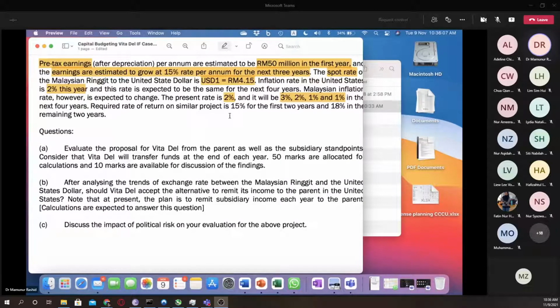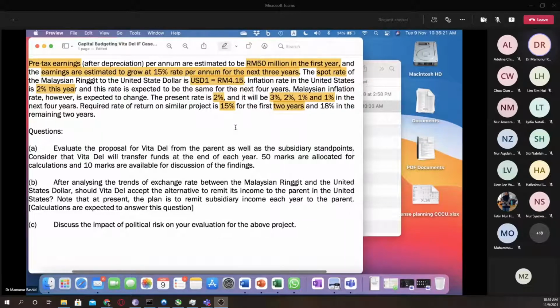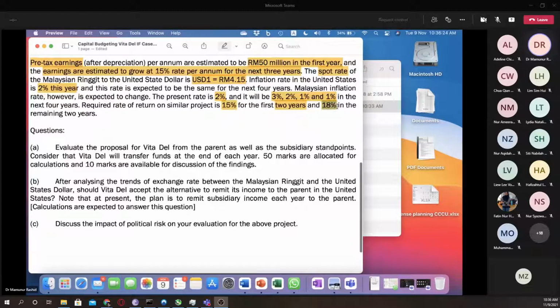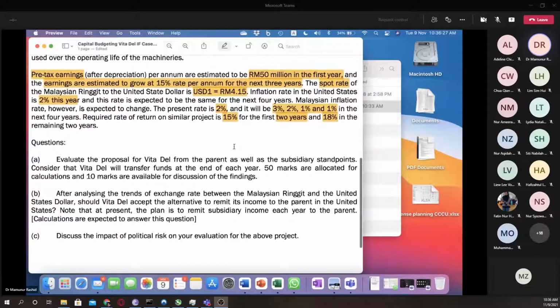Required rate of return on similar project is 15%. So K is given, K is 15%. Not always K will be given. You may need to also calculate K sometimes, but here it is given: K is 15% for the first 2 years and 18% for the remaining 2 years. So 15% and 18%. Okay, so we take 1 minute, just pause for 1 minute and look into this paragraph. So they are not giving us sales, they are giving us pre-tax earnings. So in the operating cash flow, we'll start with pre-tax earnings.